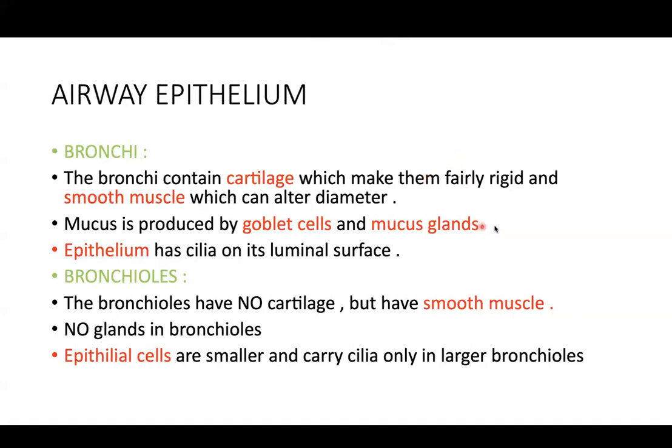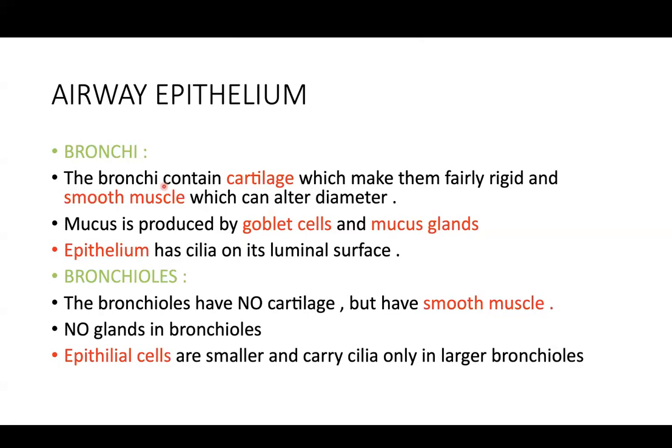Okay. So the bronchi, the epithelium, this is basically the histology. We'll focus on it a little bit, but you'll study more about it in histology. So the bronchi contain cartilage, which makes them fairly rigid, and smooth muscle, which can make them alter their diameter. So the bronchi have cartilage and smooth muscle. They also have mucus, and the mucus is produced by goblet cells and mucus glands. Okay? The epithelia has cilia on its luminal surface.